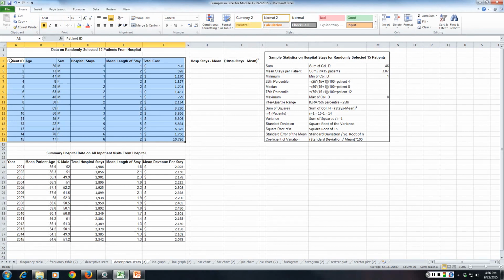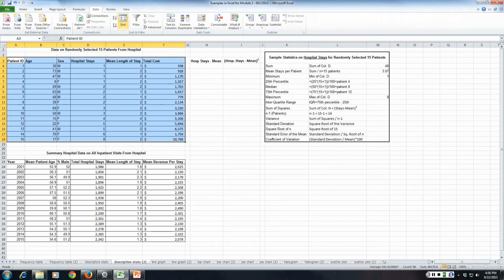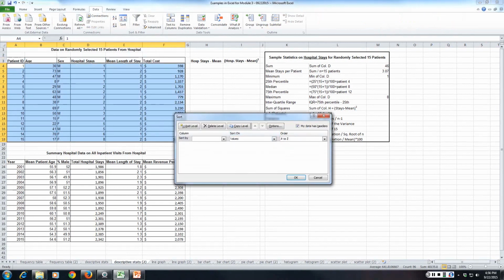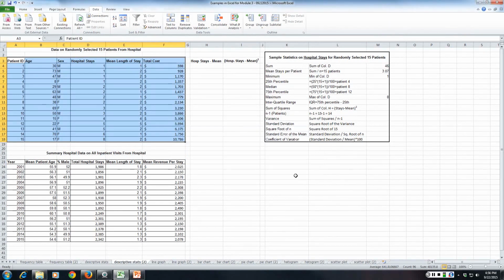If you want to sort, you've got to select all the data, including the titles like I just did. Go to Data, click on this sort thing here. It's going to ask you what you want to sort by. Here we want to sort by hospital stays. What do we want to sort on? We want to sort on values in ascending order from smallest to largest. Click this little box here to tell it my data has headers. It's already sorted, so it's going to stay sorted like it is. But that just shows you how to sort data.